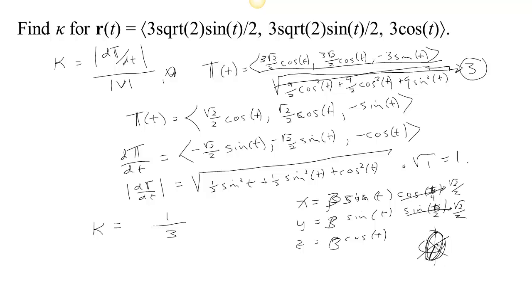Since it's on a sphere of radius 3, the radius is 3, so that's the radius of curvature, and kappa is 1 over the radius of curvature, and so kappa is 1/3. Nice little confirmation of our answer there. We found kappa.